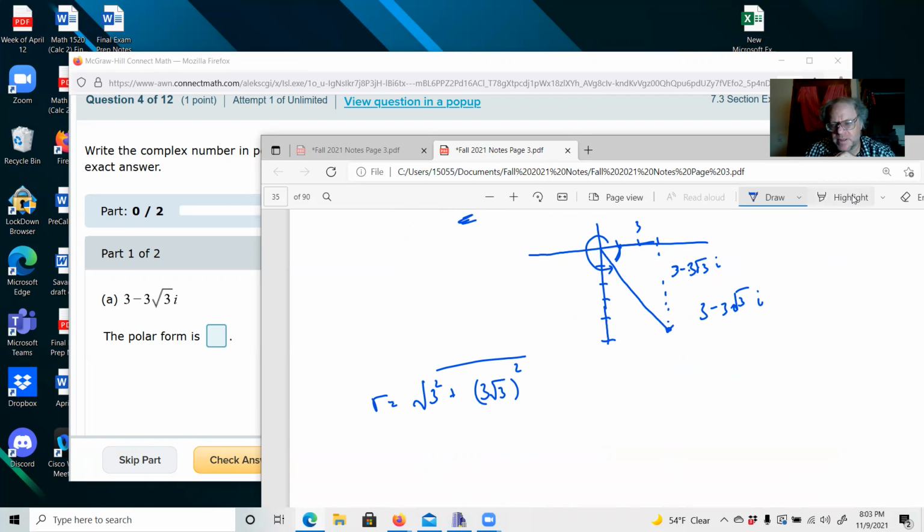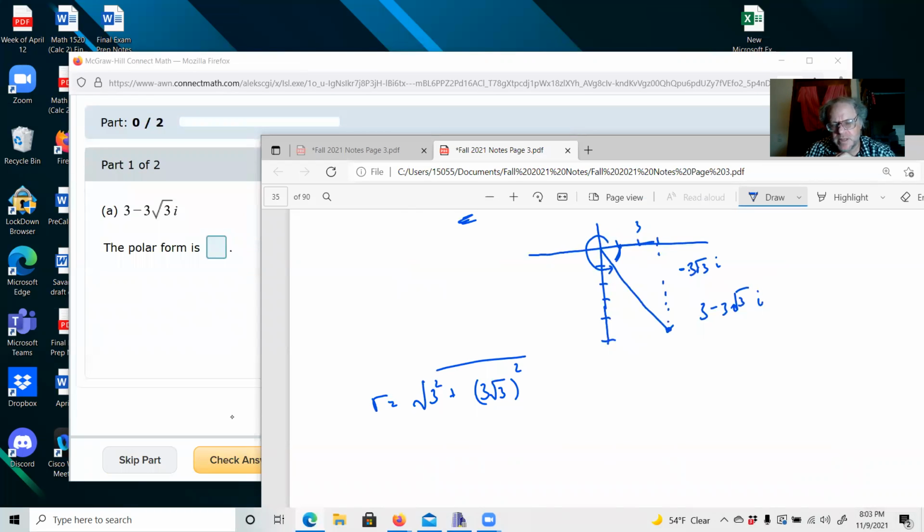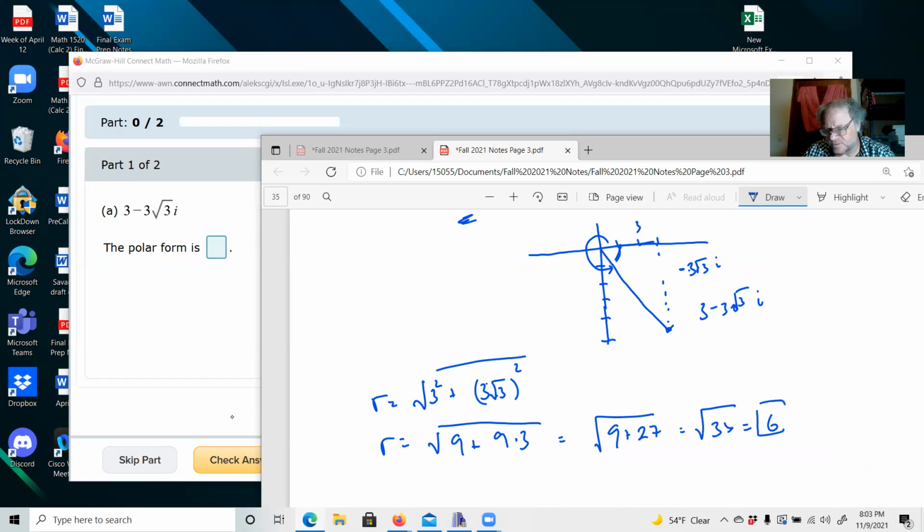And let me erase that part, because this is just negative root 3. The only imaginary part is this part here, not the 3. So we have r is equal to the square root of 9 plus 3 root 3 squared, and the square of root 3 is 3. So this is 9 plus 27 under our square root. This is equal to the square root of 36, which is equal to 6.